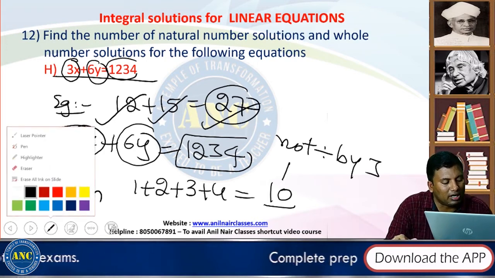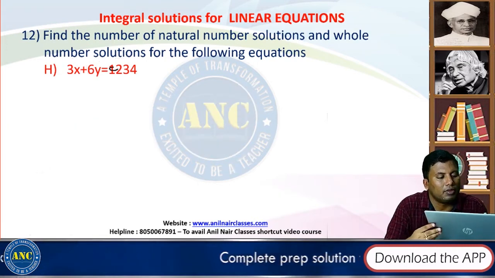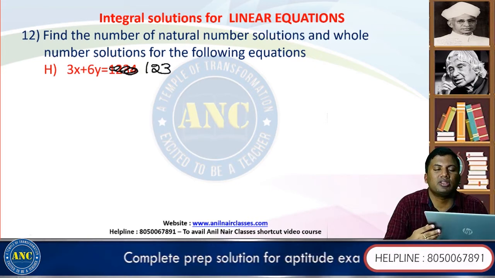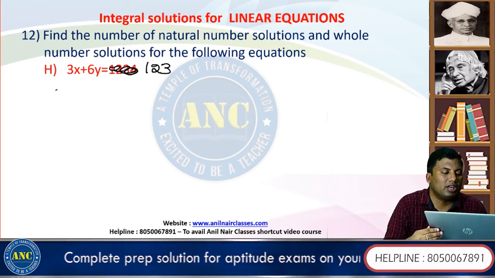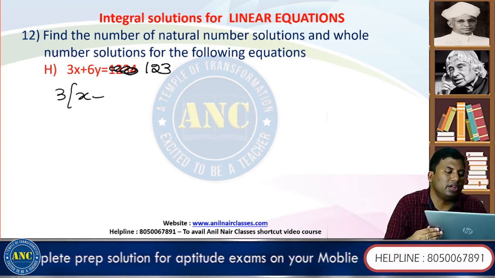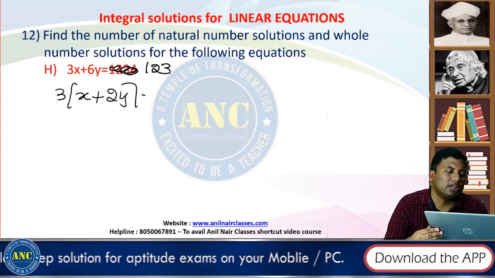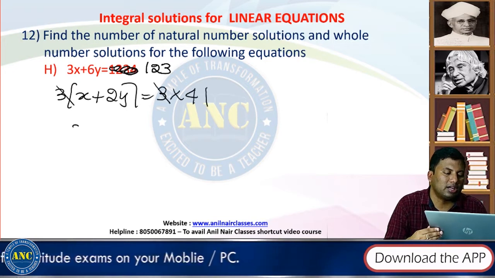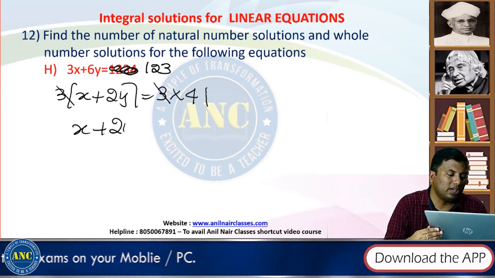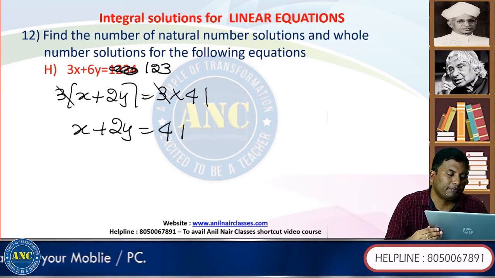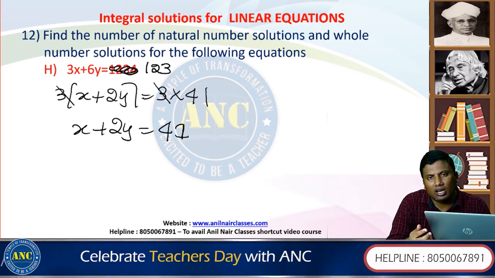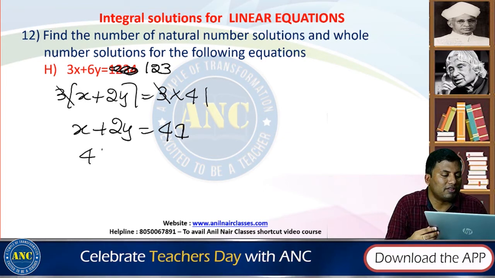Suppose it is a multiple of 3, suppose it is 123. Condense it. So 3 into x plus 2y is nothing but 3 into 41. 3 cancels. x plus 2y is nothing but 41. 1 is a factor of 41. 2 is not a factor of 41. So one of them is a factor.